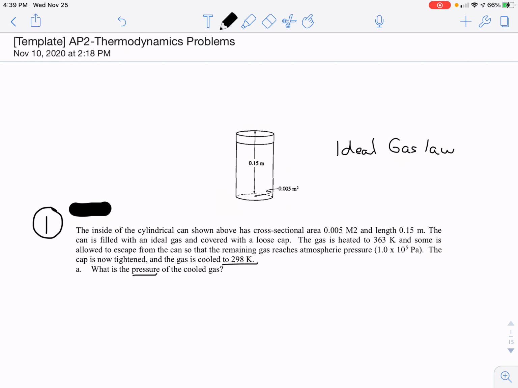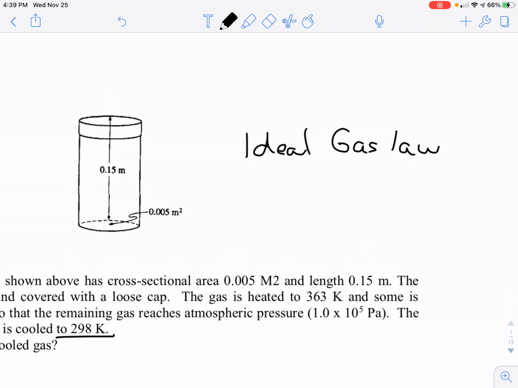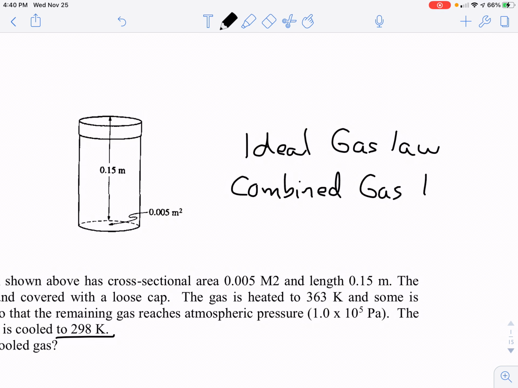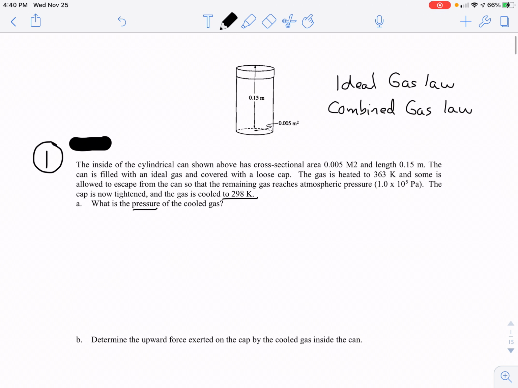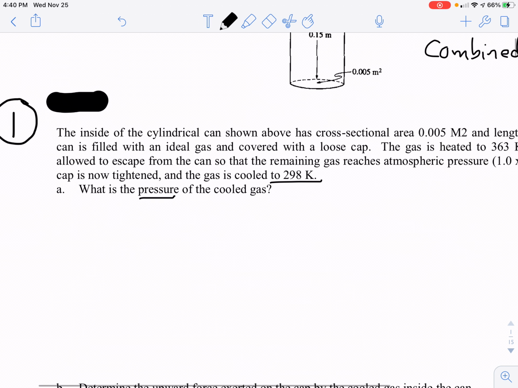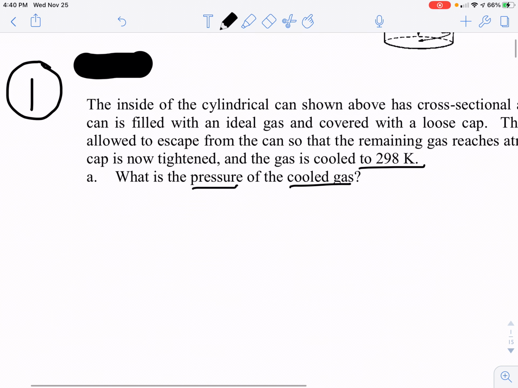Now, if the conditions ever change from one set of pressure, volume, and temperature to another, a possible concept in here would be combined gas law, which is really just ideal gas law applied to 2 different states of a gas. And so that's what we're going to be looking at to solve this problem. It wants to know the pressure of the cooled gas. So we're going to list some values here.